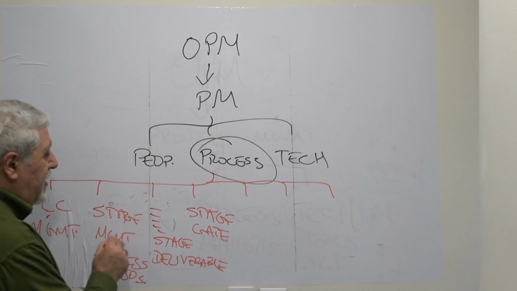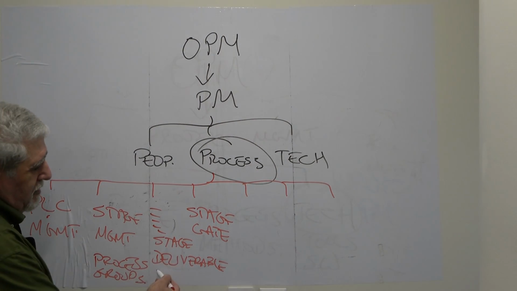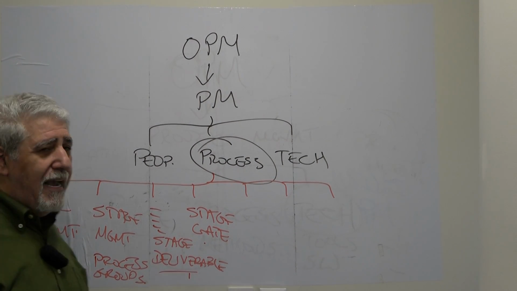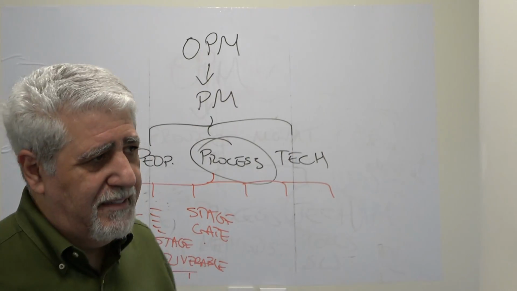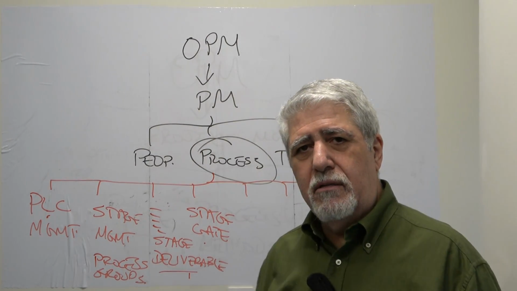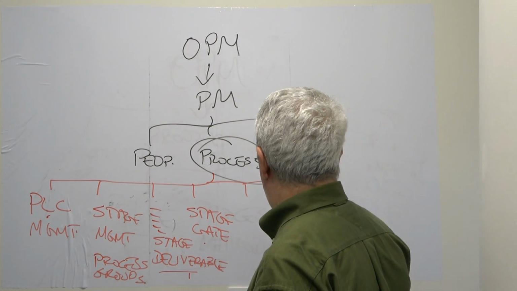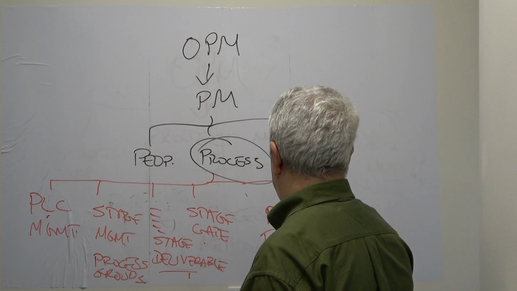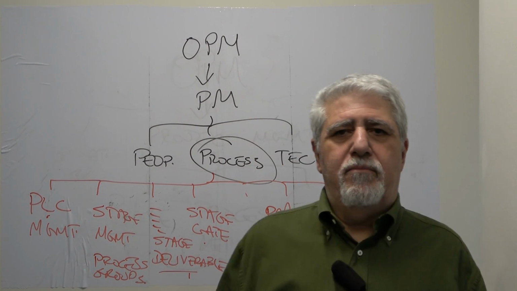So for every stage, we need to manage it. A stage's work will produce a deliverable. That deliverable must go through a gate, and usually gates are approved by sponsors or steering committees or executive management. So what else do we need to manage a project in terms of process? We need what we call the PM functions, right? What does that mean?